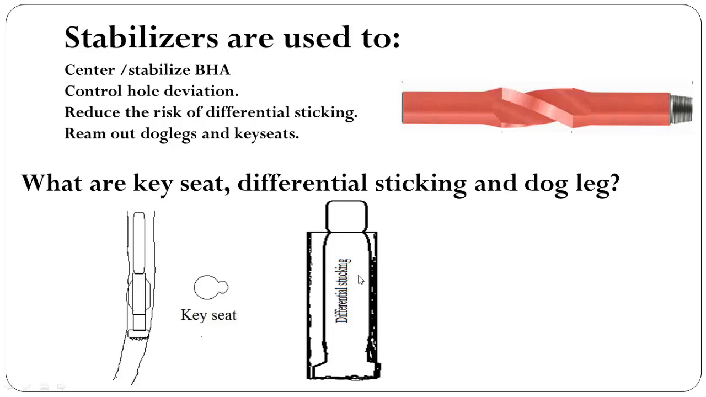So this kind of sticking of the drill string is called differential sticking, because it happens when we have our balance pressure, when there is porous and permeable formation and the string remains stationary.